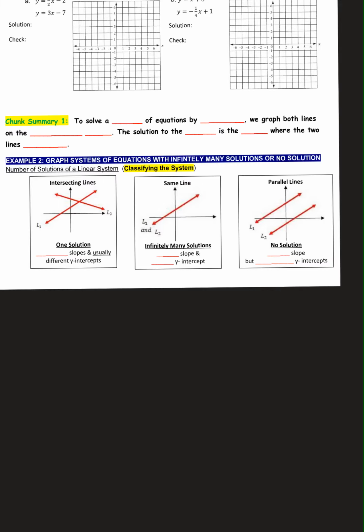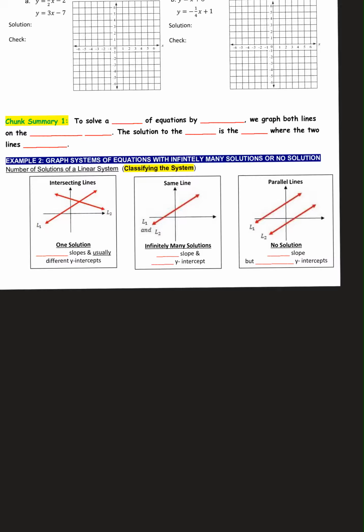In the first video, we discussed how a system is more than one equation graphed on a coordinate plane, and their solutions are where the lines intersect. So today we're going to graph systems of equations with infinitely many solutions or no solution. I gave you this visual here before we turn the page.